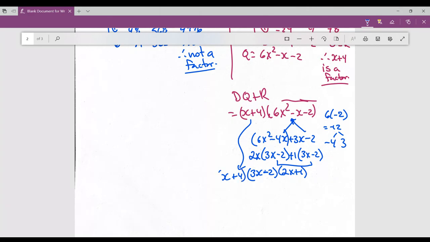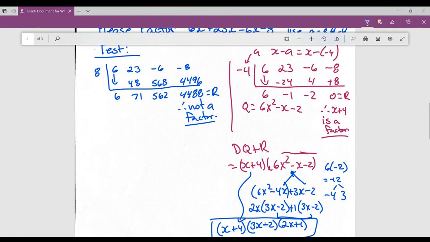If you multiplied all this out, you would get back to the original polynomial there.